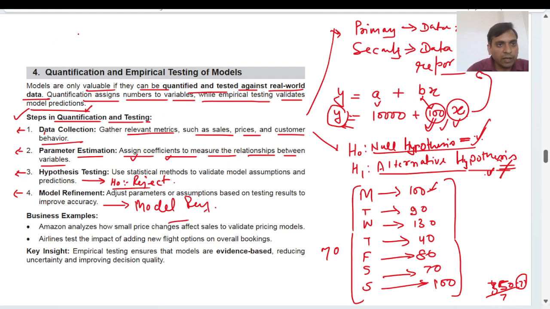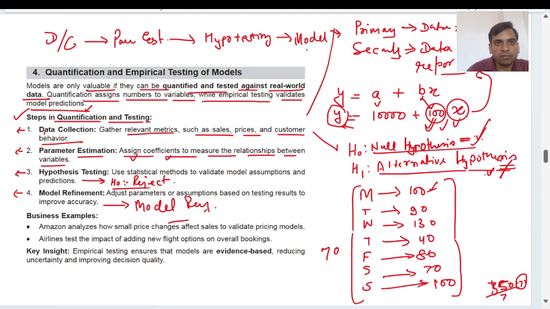So in quantification and empirical testing of data, there are four things. First, we will do data collection. Second, we will find parameter estimation, parameter estimates. And third is hypothesis testing. And the fourth part is model refinement. In this hypothesis testing, there are two parts: null hypothesis and alternative hypothesis. Now move to the next.